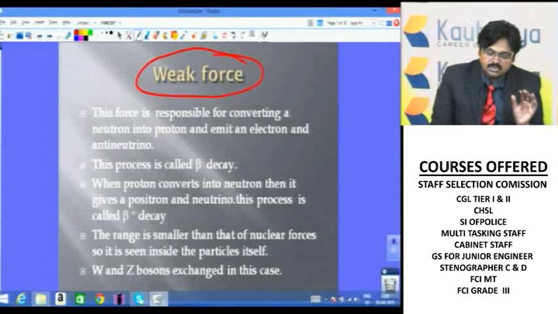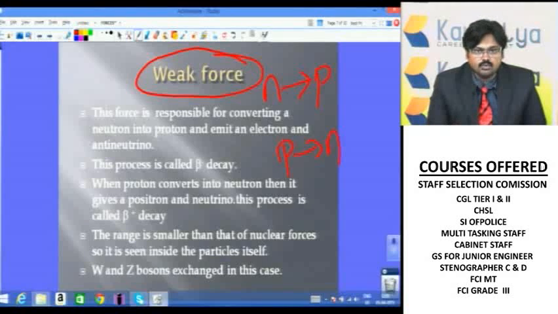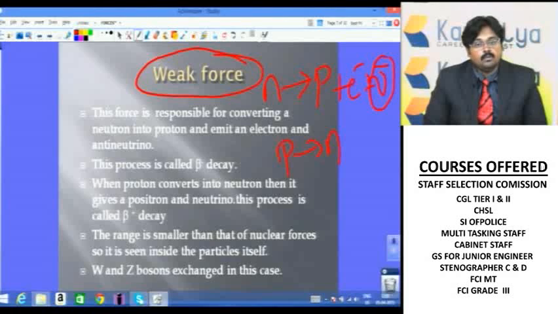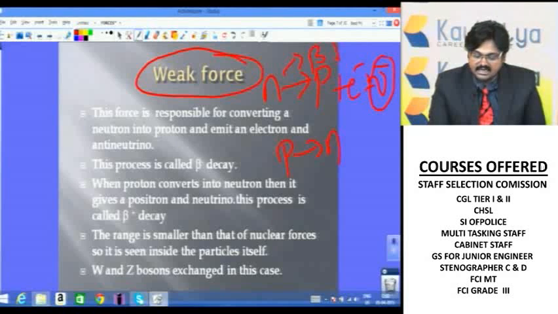This weak force is responsible for conversion of a neutron into a proton. So N is a neutron and P is a proton. Okay, so I could convert neutron into proton, I could also convert proton into neutron. Okay, when I convert neutron into proton, what I'll get is a proton, an electron, and an antineutrino. So this is an antineutrino. Okay, so when we are dealing with particle physics, all these things would come up. This I'll call a beta minus decay.